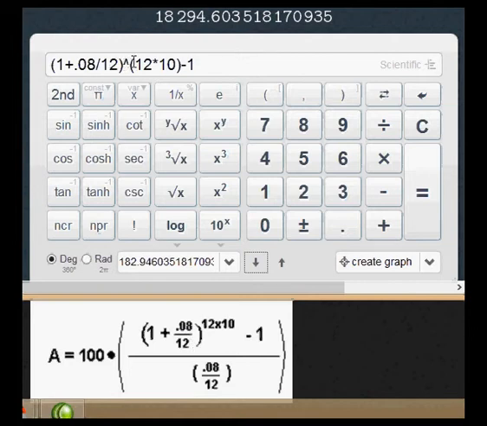Okay, in reviewing these operations, we did the whole numerator, 1 plus 0.08 divided by 12, inside parentheses, and then raised to the 12 times 10 power inside parentheses, and then subtract 1. The calculator does the correct order of operations. So it does the multiplying, dividing, and the powers before it subtracts 1. Then we divided that result by 0.08 over 12 inside parentheses, and then we took that result times 100. And we hit equals, and we got our answer, $18,294.60.